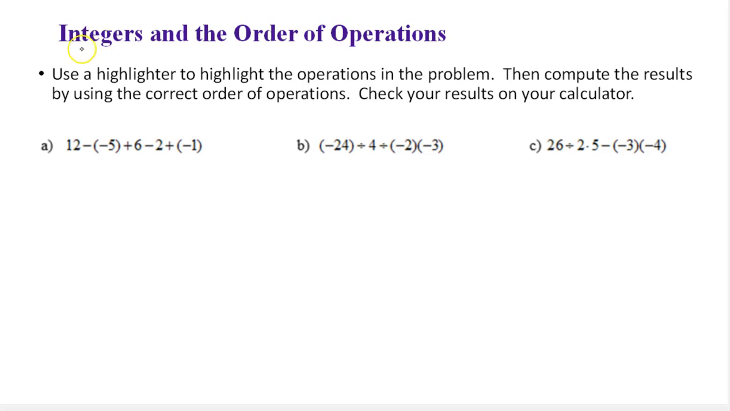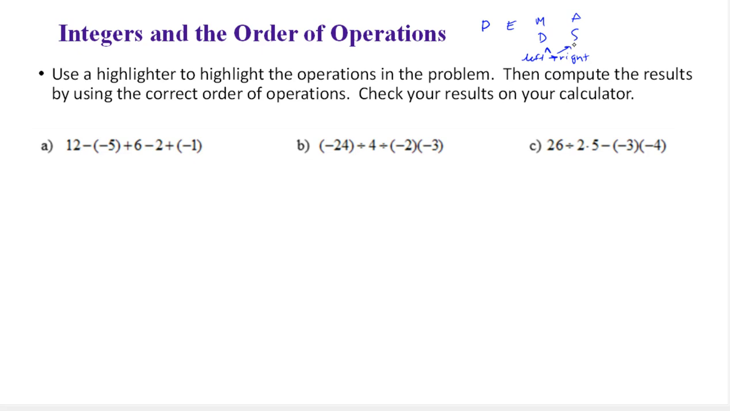In this video, we're going to look at integers and the order of operations. So remember, the order of operations are parentheses, exponents, multiplication and division, whichever comes first from left to right, and then addition or subtraction, also whichever comes first from left to right. So the same order of operations applies to integers as it did to whole numbers.